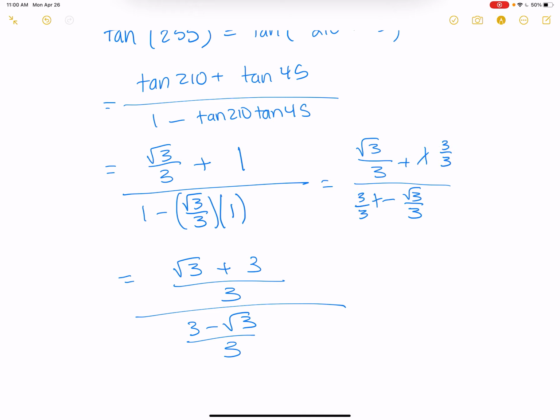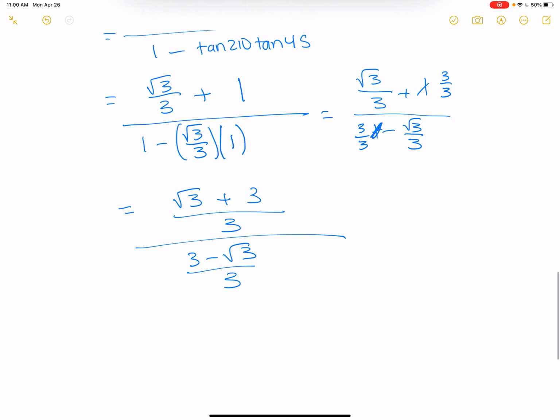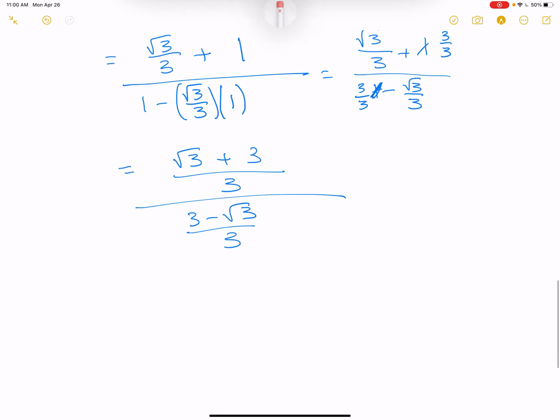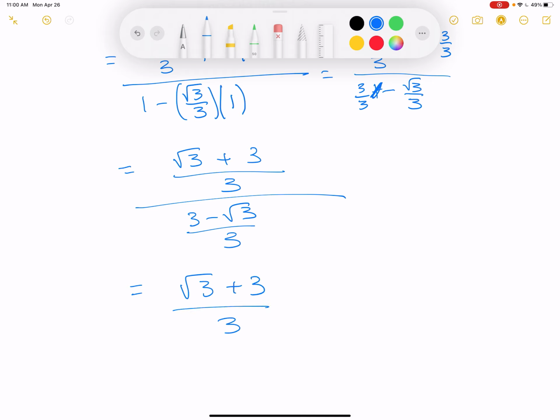Hold on, let me write that bit down. So then you just put it all together. Okay, well, I'm dividing by a fraction, which means I need to do what? Multiply by the reciprocal. So I now have root 3 plus 3 over 3 times 3 over 3 minus root 3. The 3's cancel, leaving me with root 3 plus 3 over 3 minus root 3.